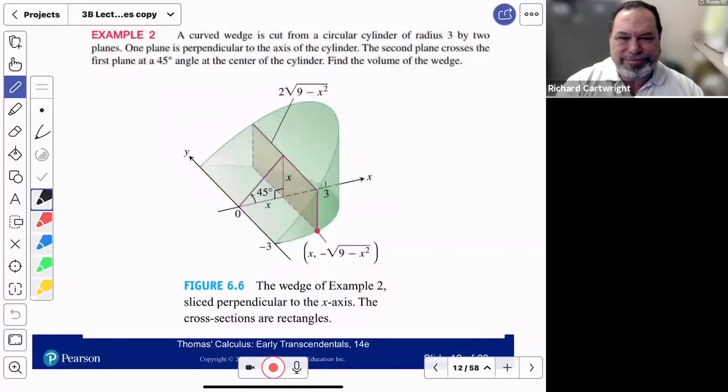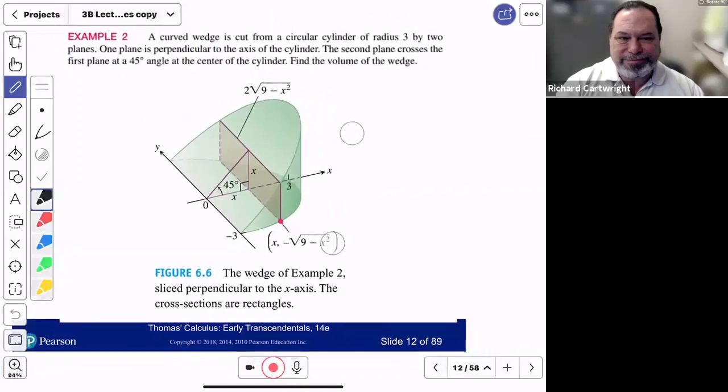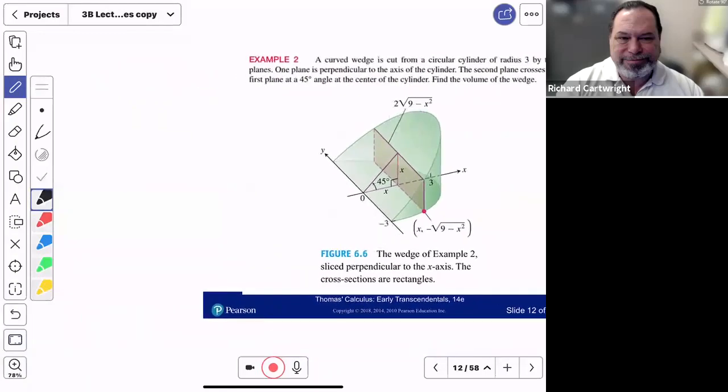This problem's a little harder, okay? No guarantees here, because every time I work it out, I go, wow, that's an ugly problem. But I'm going to try to make it simpler this time. First of all, this is a wedge. And he describes up here that a wedge comes from a right circular cylinder. And here's how I looked at it.